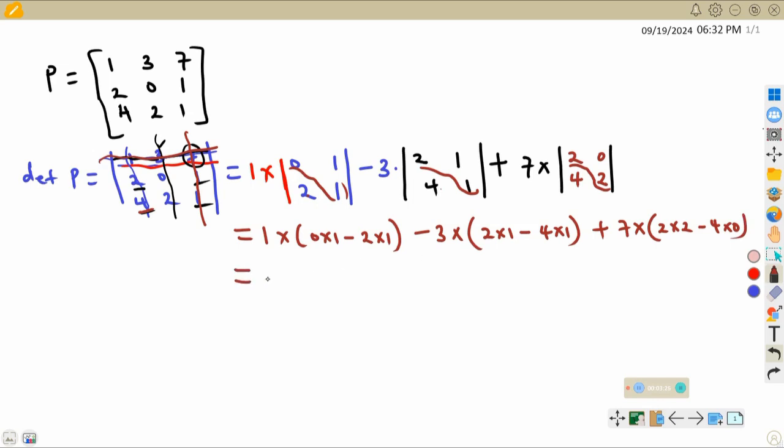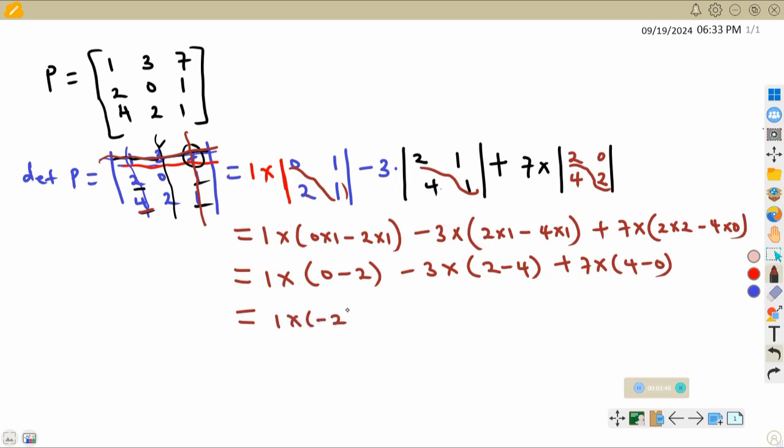So what shall we have there? We shall have 1 times, this will be 0 minus 2, minus 3 times, this will be 2 minus 4, plus 7 times, this will be 4 minus 0. So what will it give us? It will give us 1 times negative 2, minus 3 times 2 minus 4 is negative 2, plus 7 times 4. And this will give us negative 2.